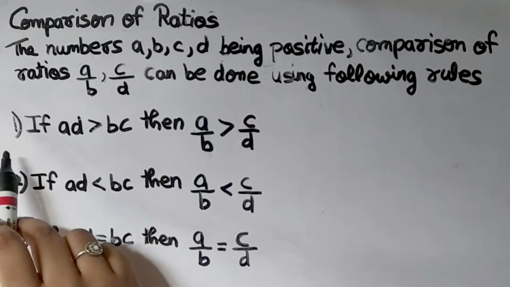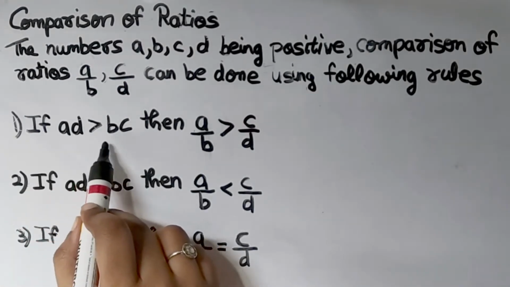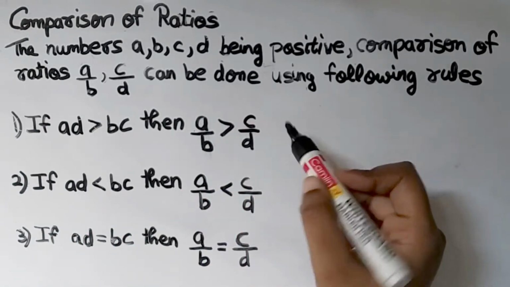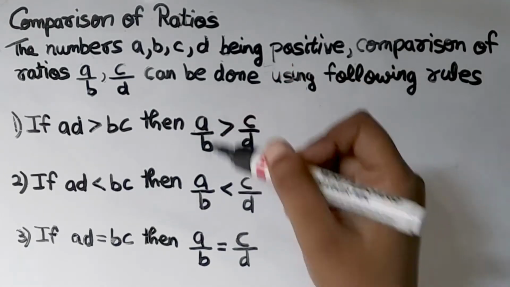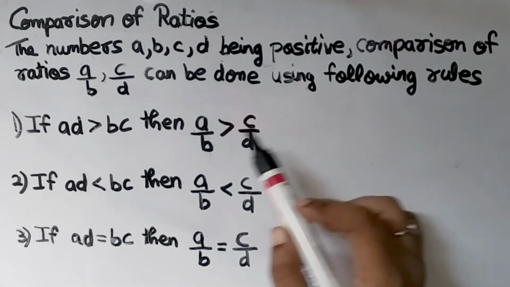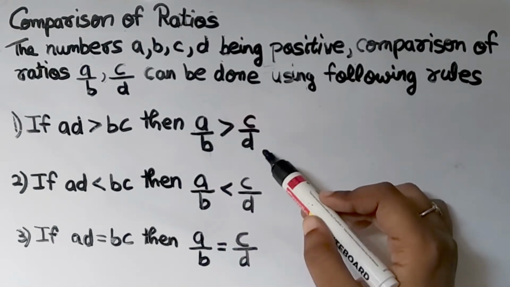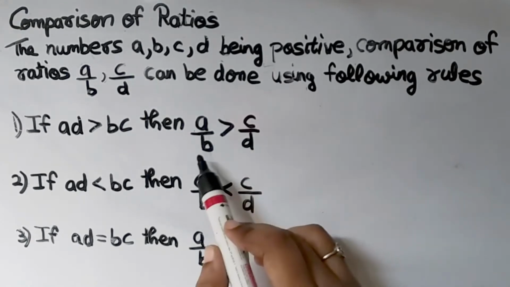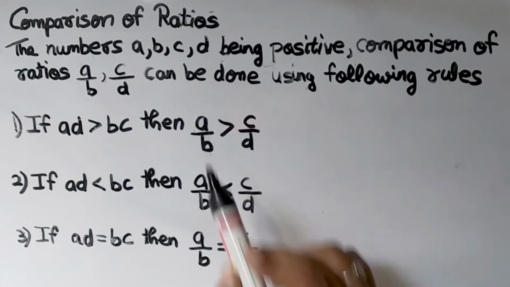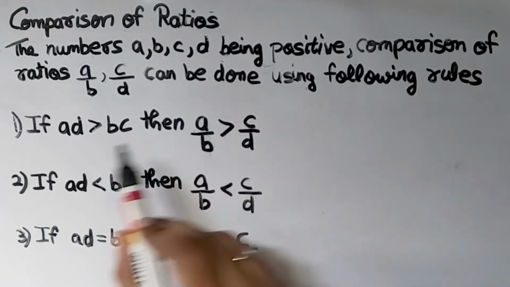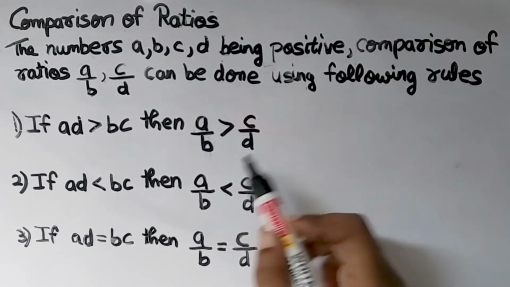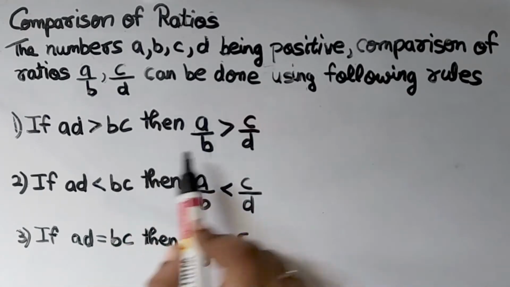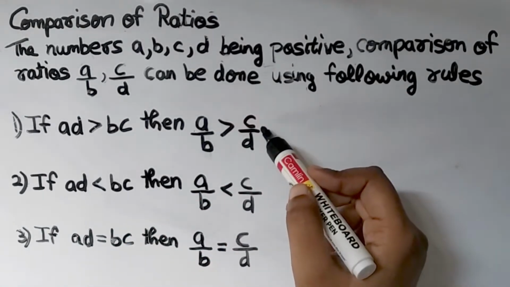Okay, remember this. So the first rule is if AD is greater than BC, then A upon B is greater than C upon D. Okay, so we have to see this too. We have to cross multiply and check. The numerator of first ratio we will multiply with denominator of second ratio, and the numerator of second ratio we will multiply with denominator of first ratio. If AD is greater than BC, then A upon B will be greater. Okay, see here AD is greater, so A upon B will be greater than C upon D.